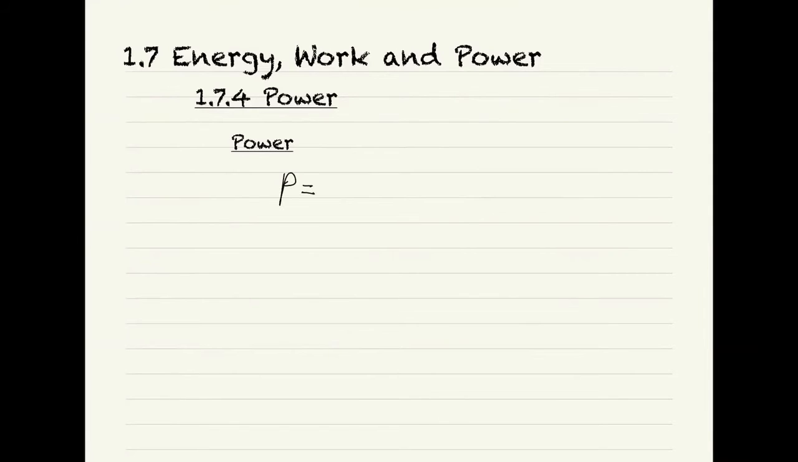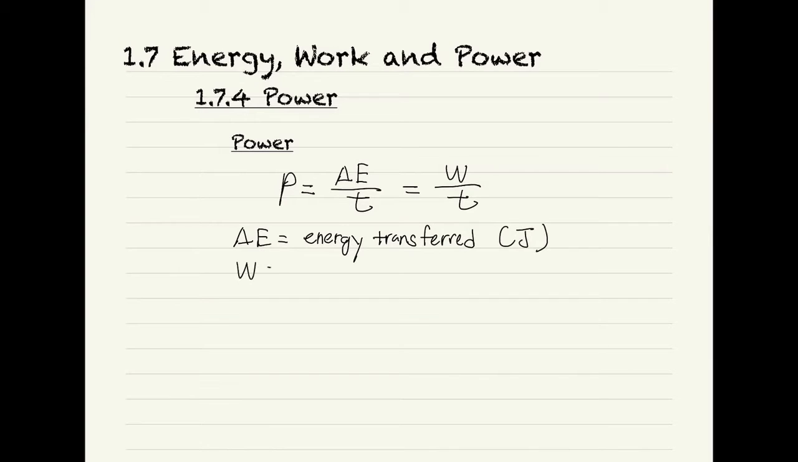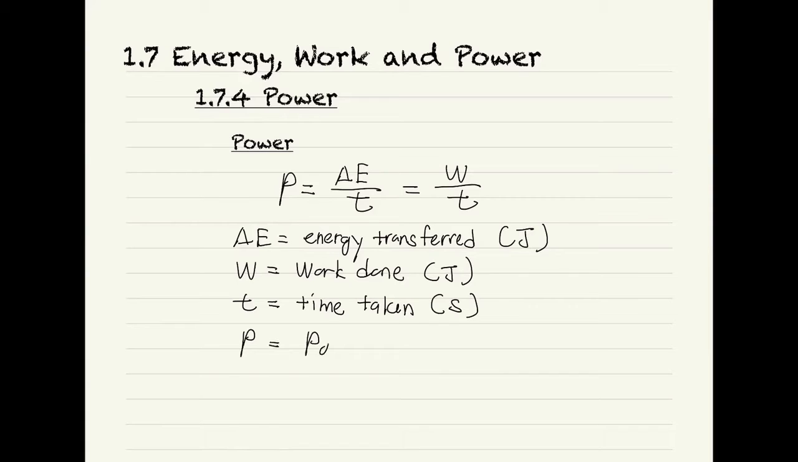Power P equals delta E over t, or W over t. Delta E is energy transfer. Unit is joule. W is work done. Unit is joule. t is time taken. Unit is second. P is power with the unit watts.